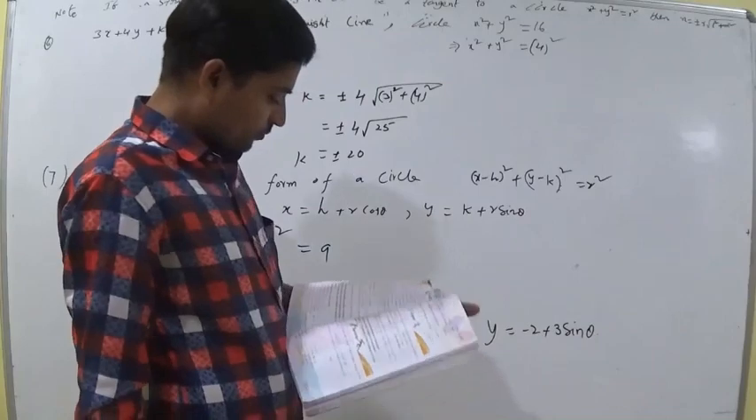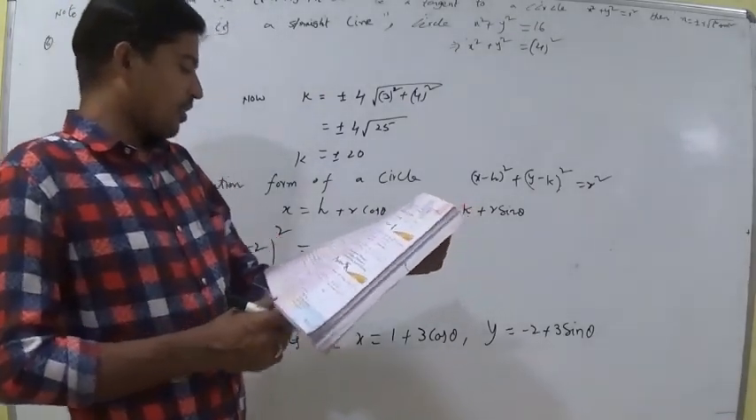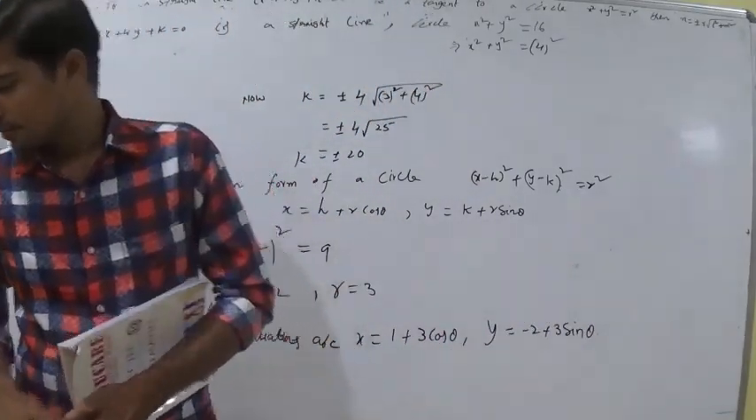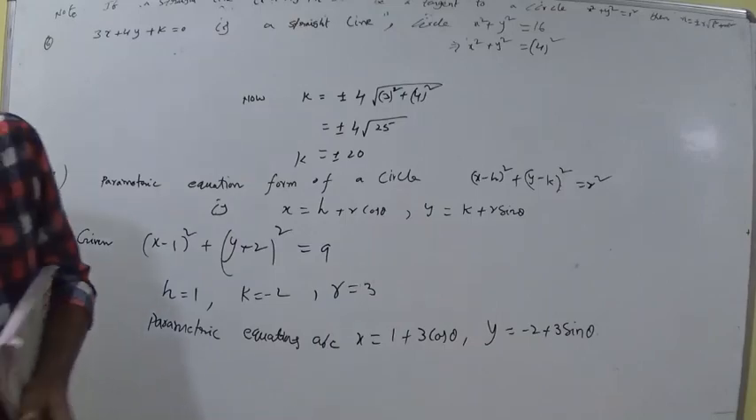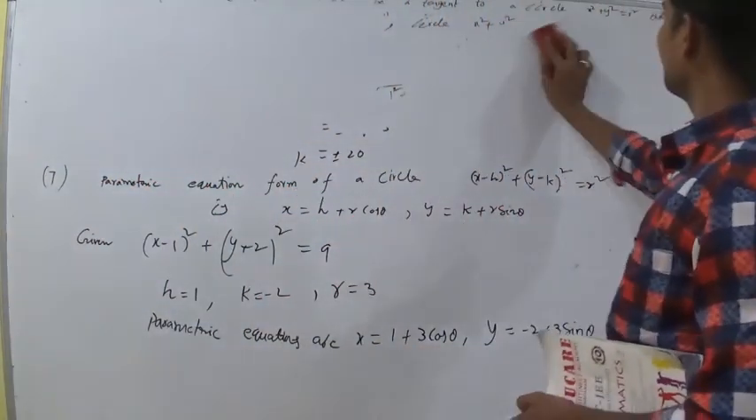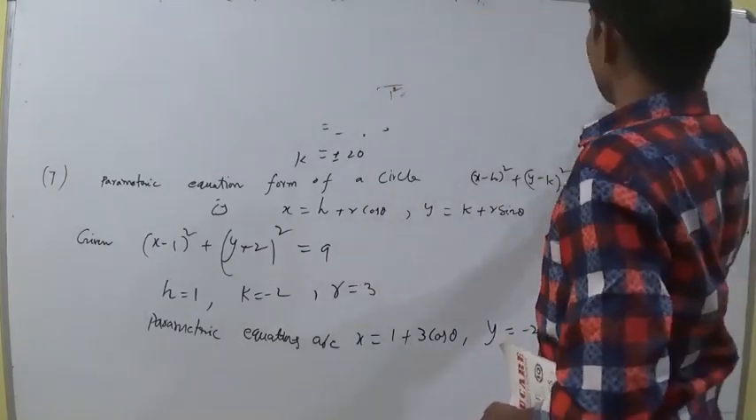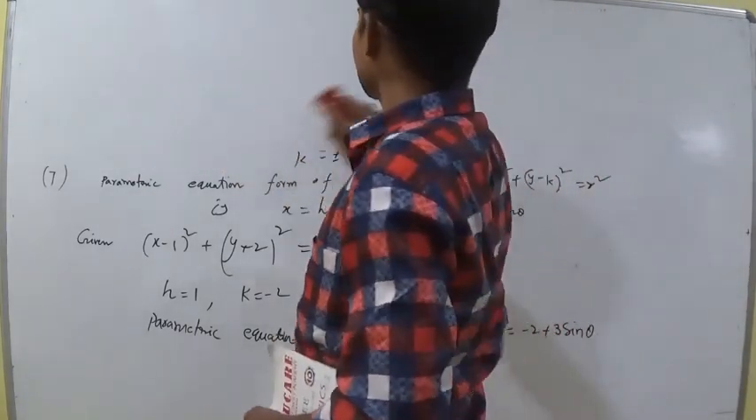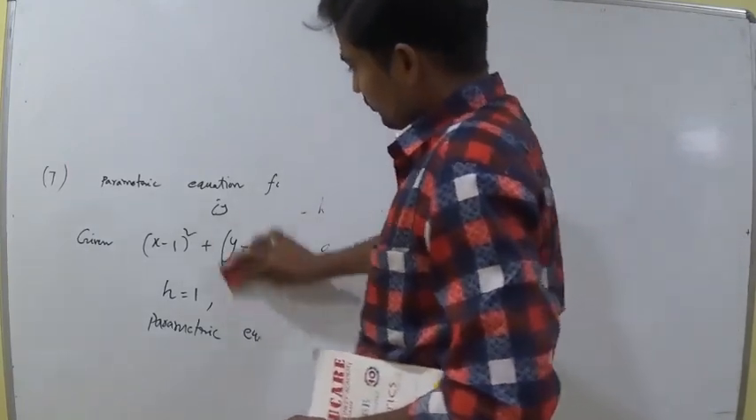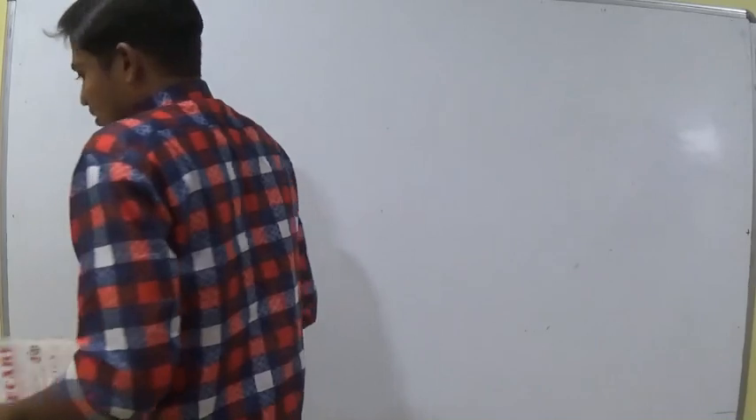Theta is a parameter here, right? So here 1 plus 3 cos theta and minus 2 plus 3 sin theta, both are correct, so option number 1. Now next one, see next problem.